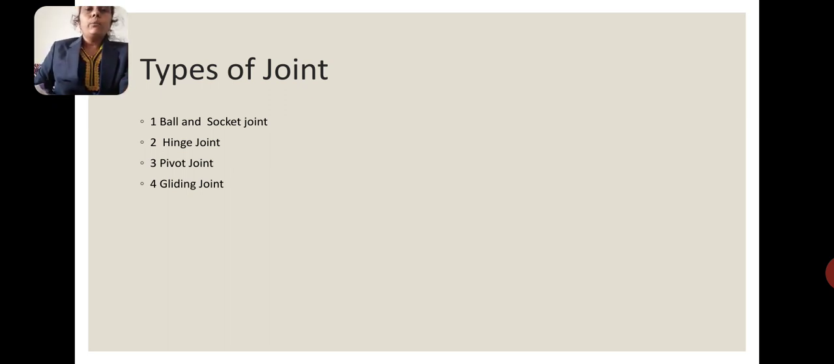First is the ball and socket joint. Second, the hinge joint. Third, the pivot joint. And fourth is the gliding joint.